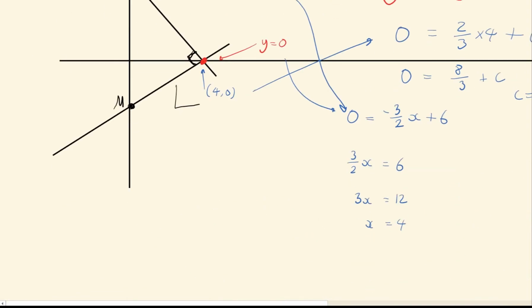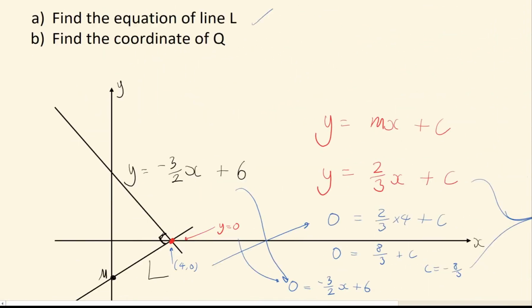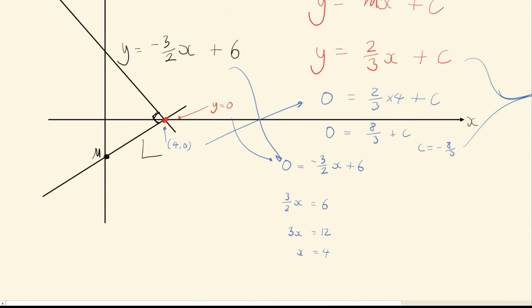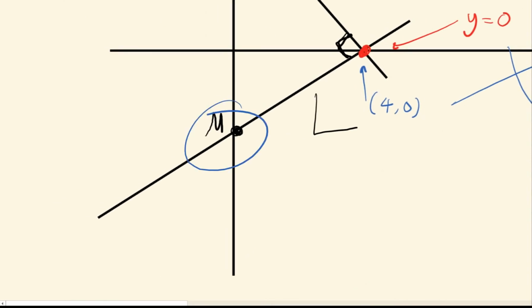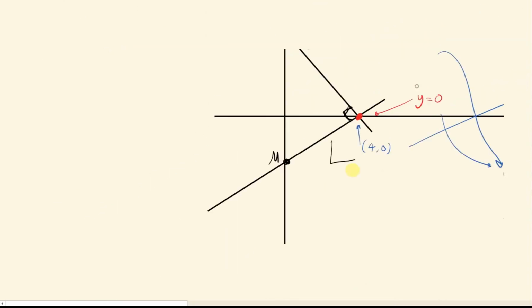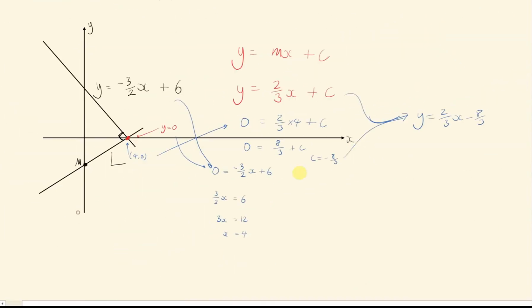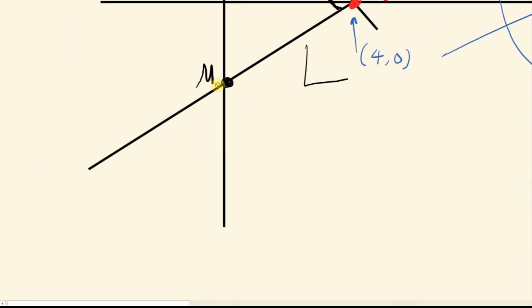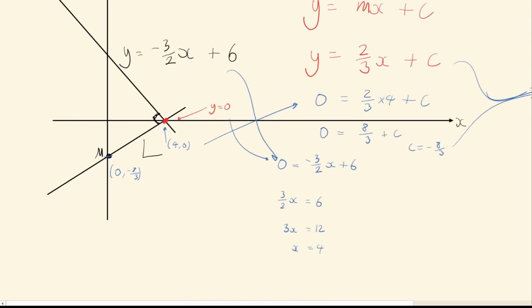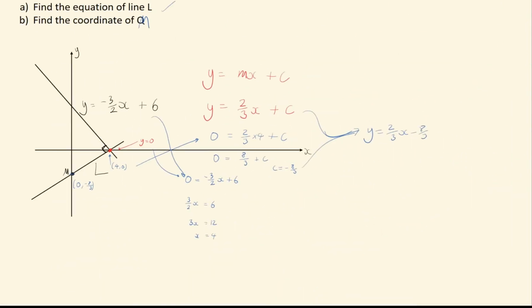Part B, we want the coordinate of m. And we can see that m here is just the y-intercept for line L. So the y-intercept here was minus 8 over 3. So this coordinate here is just 0, minus 8 over 3. And that's it. That's pretty much all the more basic ways they can spin questions or define stuff to do with perpendicular lines. It gets a tiny bit harder than that, but I'll cover that in future videos.